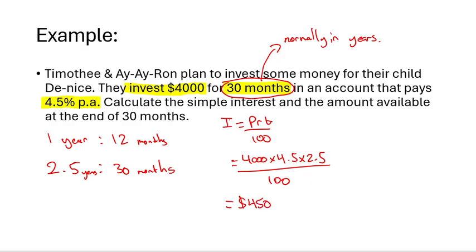And now, because the question is also asking how much was there available at the end of this period of time, we're going to do A equals P plus I. So 4,000 plus 450 equals $4,450, just like that.